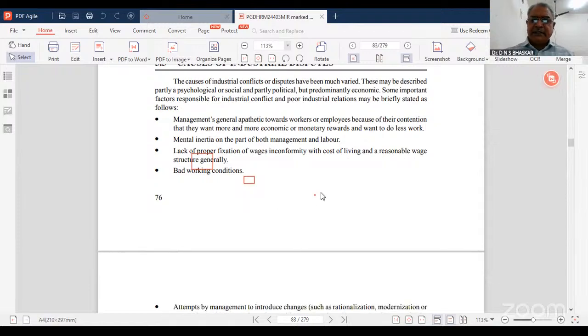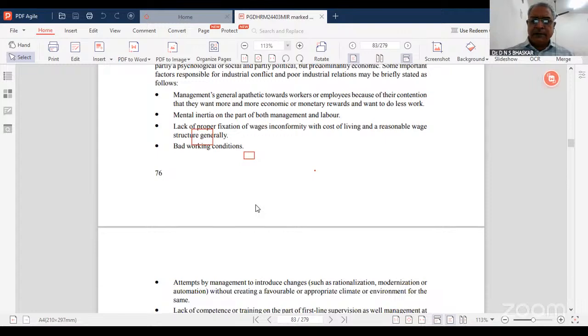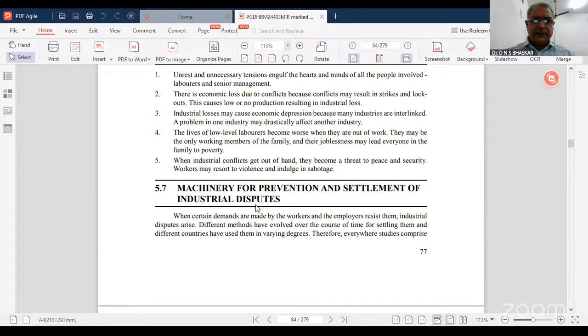Lack of proper fixation of wages in conformity with the cost of living, and reasonable wage security generally. If the employer wants to pay lower and lower wages that are not on par with the work performed or with the cost of living in that particular area, then automatically it leads to disputes. Then bad working conditions. If the worker does not have proper working conditions, they face a lot of problems. Like that, a long list is given.